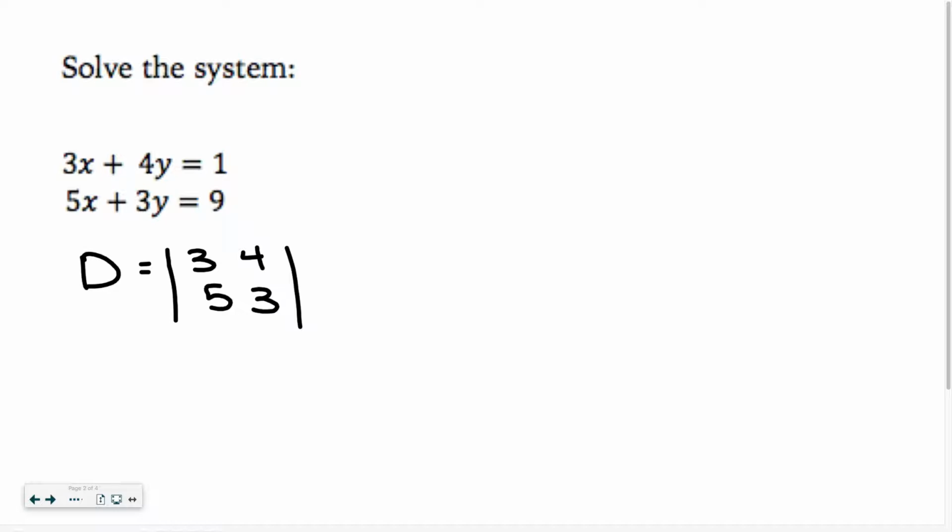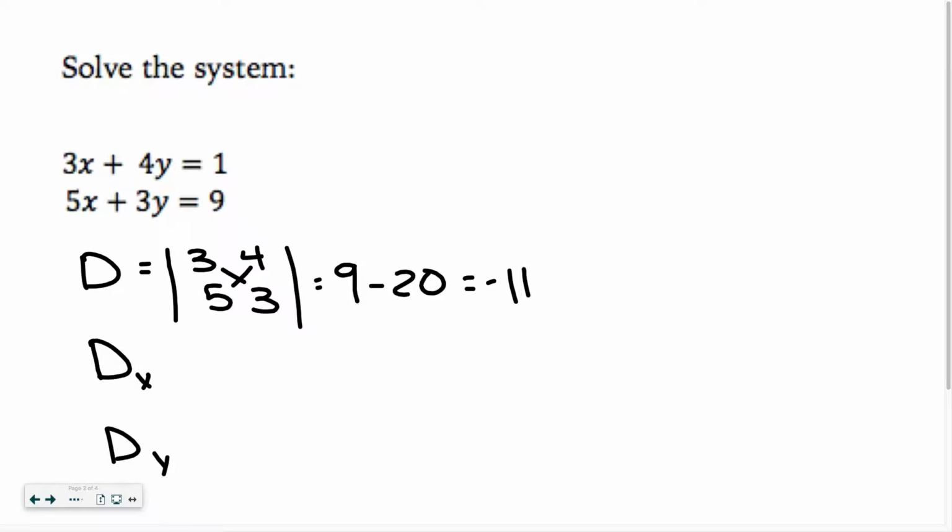Difference of the product of my diagonals, so I get 9 minus 20, and my determinant is negative 11 for the coefficient matrix. Okay. I'm going to have to solve for two unknowns, an x and a y. So I'm going to need two more determinants, d sub x and d sub y. If there was an x, y, z like the next one, I'm going to need three more.